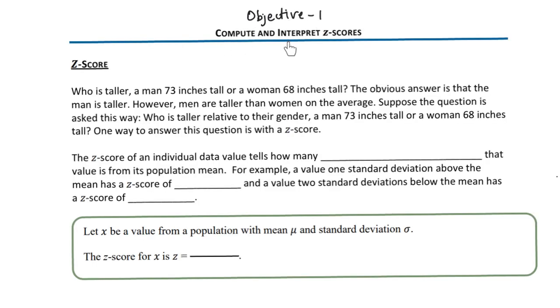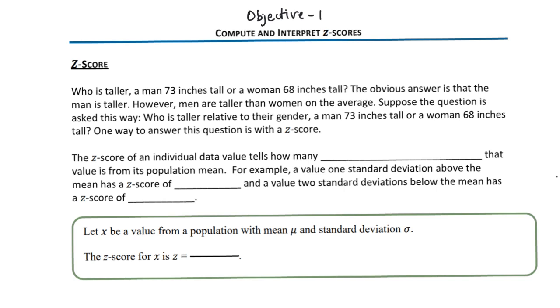Objective 1. Compute and interpret z-score. Who is taller? A man 73 inches tall or a woman 68 inches tall? The obvious answer is that the man is taller because 73 is a number bigger than 68, right? Let me ask the question in a different way. Who is taller relative to their gender? A man 73 inches tall or a woman 68 inches tall?